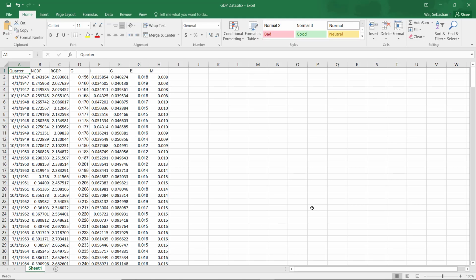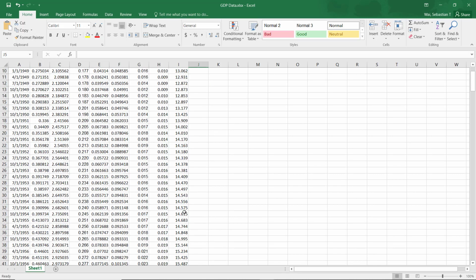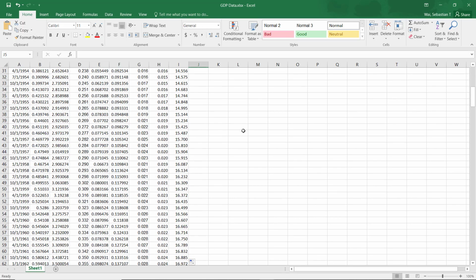In our data set here, we have for each quarter, going back to 1947, the nominal GDP and the real GDP. To calculate the GDP deflator, we're going to take the nominal GDP divided by the real GDP and then multiply by 100. I'm going to copy this formula all the way down. The data that we have from the Bureau of Economic Analysis uses 2012 as the base year. Back in the 1940s and 50s, we can see the GDP deflator is far below 100, meaning the price level back then was much lower than it was in 2012.